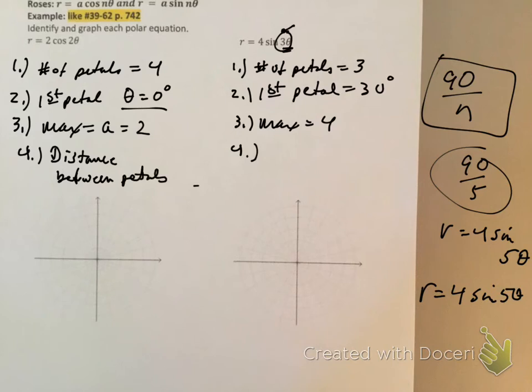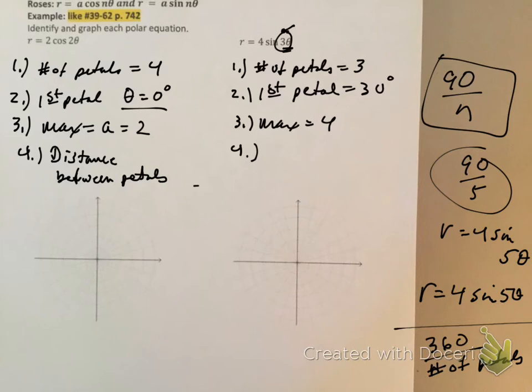So the distance between axes of symmetry, I am going to write it over here. This is going to be 360 divided by the number of petals. So again, I'll erase this. Well, let's just erase this. So the thing you should remember for the distance between petals is 360 divided by the number of petals. Not n, the number of petals.